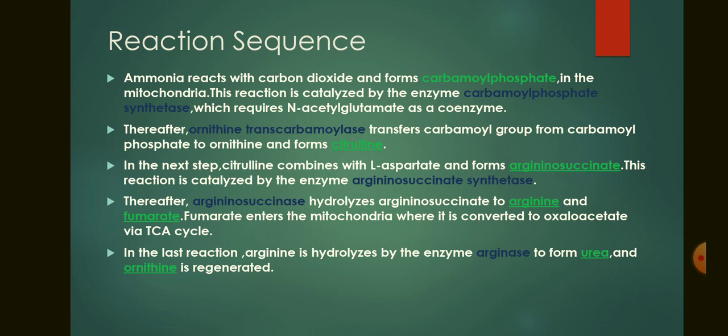Thereafter, the enzyme argininosuccinase hydrolyzes argininosuccinate to form arginine and fumarate. Out of these two products, the fumarate will enter the mitochondria where it will be converted to oxaloacetate via the tricarboxylic acid cycle, which is also referred to as the Krebs cycle.